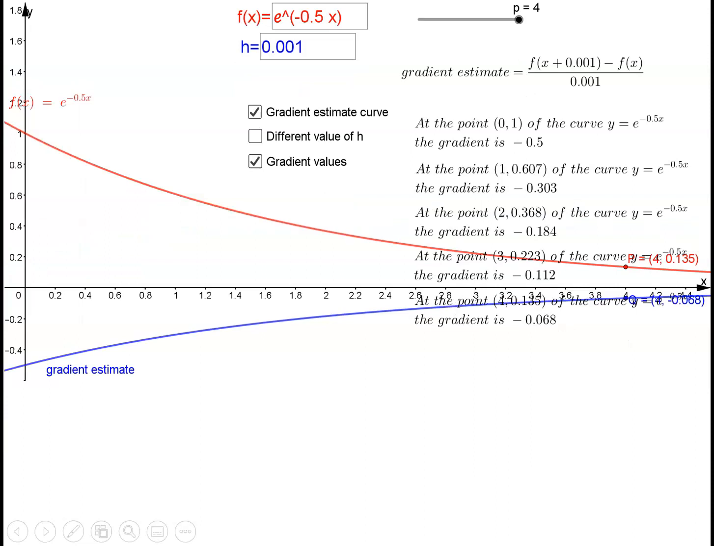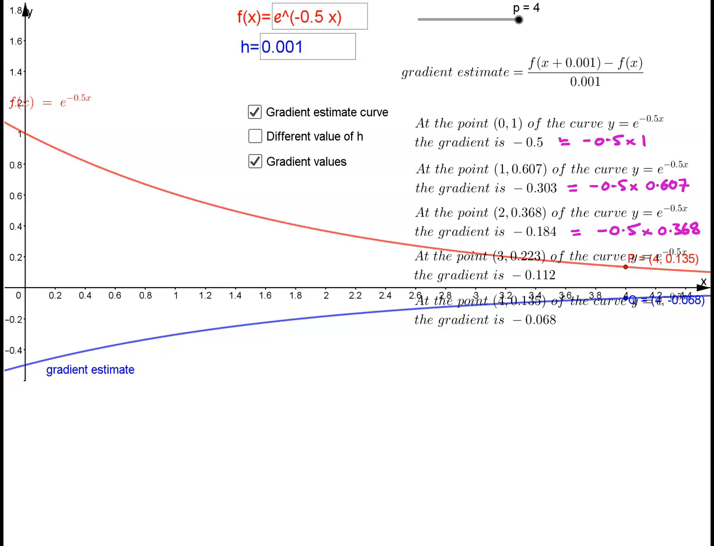Looking at these results in more detail, the gradient when x equals 0 is just minus 0.5 times 1. The gradient when x equals 1 is minus 0.5 times 0.607 to a reasonable degree of accuracy. When x equals 2, the gradient is minus 0.5 times 0.368.